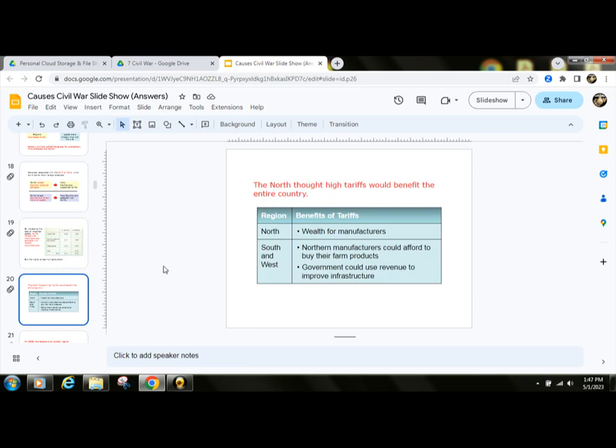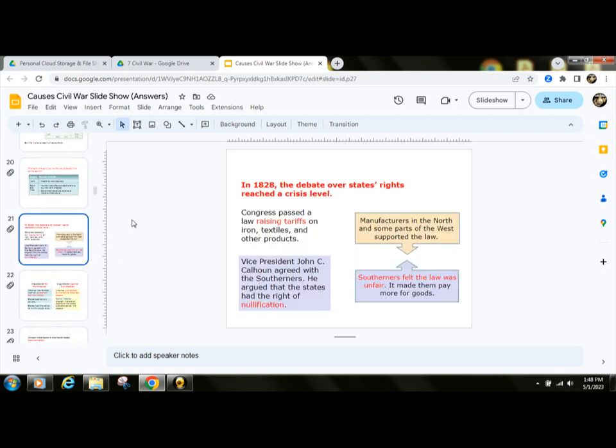Okay. The North thought high tariffs would benefit the entire country. They felt that it would bring wealth for manufacturers, and again, for the South and the West, that northern manufacturers could afford to buy their own farm products, and government could use revenue to improve infrastructure. So it could help the South, it could help the West, infrastructure being railroads and roads, canals, the telegraph, all kinds of things. That's what the North is thinking about.